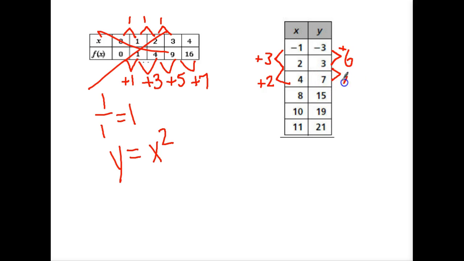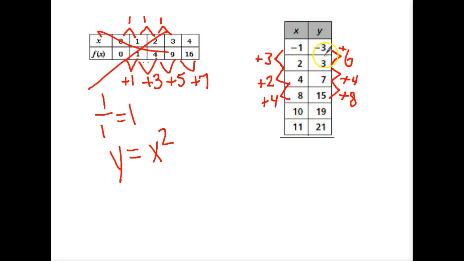From 3 to 7, that's plus 4. From 4 to 8, plus 4. From 7 to 15, that's plus 8. We've got all these numbers here. It's nice and easy to just say that this is not linear, right? How could this be a constant rate of change when I have all these different numbers?